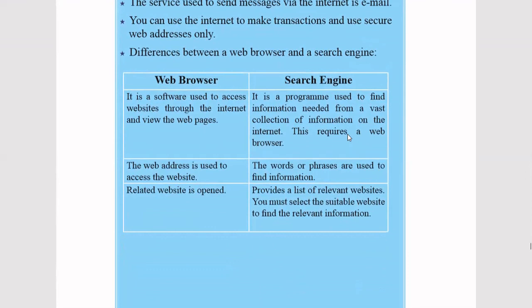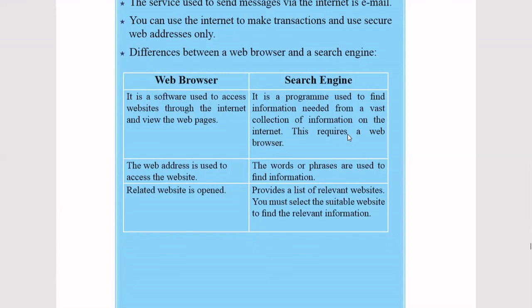So many people, many students even, get confused here. The web browser is the application software we use to access websites, right? And to view the web pages. So you need to have the web address to access that particular website, and when you type that web address in the address bar, you will get the related website. But a search engine is totally different. Using a web browser, you can search things. For that you need a search engine, right? First you need a web browser, then you need a search engine.